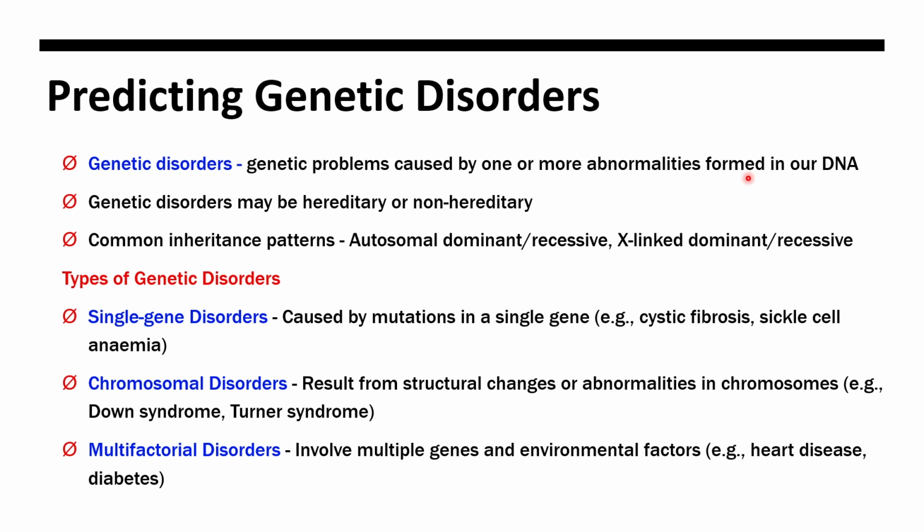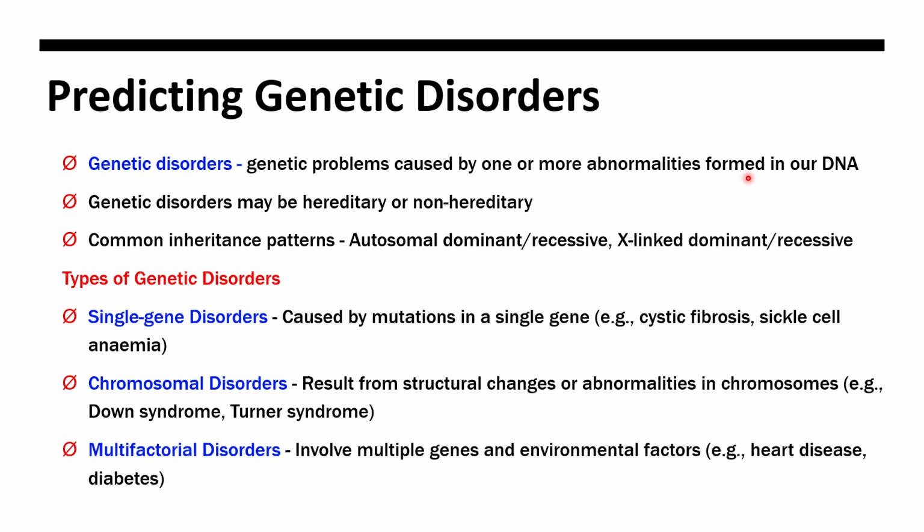Single gene disorders are diseases that are caused by mutations in a single gene. Examples include sickle cell anemia and cystic fibrosis. Then the second group is known as chromosomal disorders. Here, there are no mutations occurring in the genes. Instead, there are abnormalities or changes in the structure of the chromosomes. Example diseases include Down syndrome and Turner syndrome.